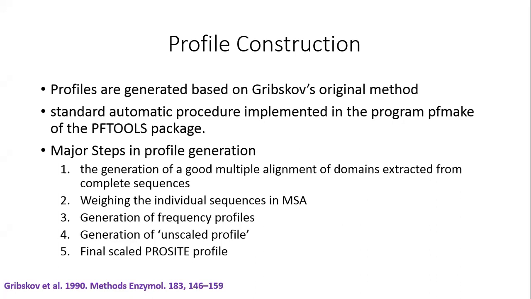Okay, and once you have such a multiple sequence alignment, you would go on weighing the individual sequences in it. After you weigh each and every sequence, you would generate something called a frequency profile. From this frequency profile, you would generate an unscaled profile, which would finally be scaled to produce a PROSITE profile. So these are the 5 basic steps that are involved in constructing a profile.